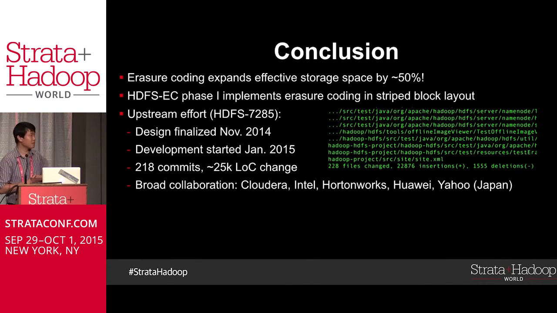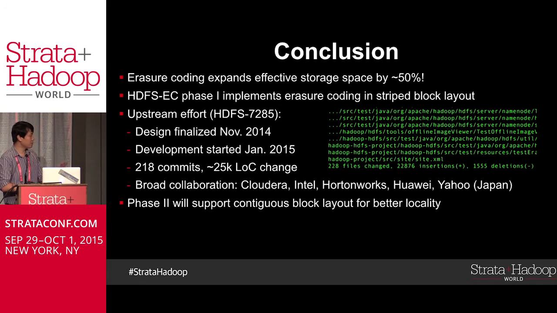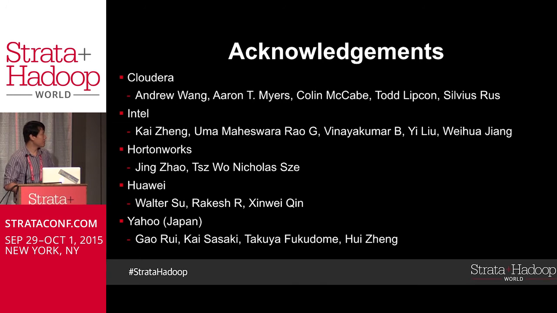So a little introduction to the upstream effort. The project has been tracked on the Apache Jira HDFS-7285. The design was finalized November last year. The development started January this year. In total, it has 218 commits, about 25,000 lines of code of change. It's a very broad collaboration between Cloudera, Intel, Hortonworks, Huawei, and Yahoo Japan. Phase 2 will support contiguous block layout for better locality. And I do want to acknowledge the great efforts from our contributors.